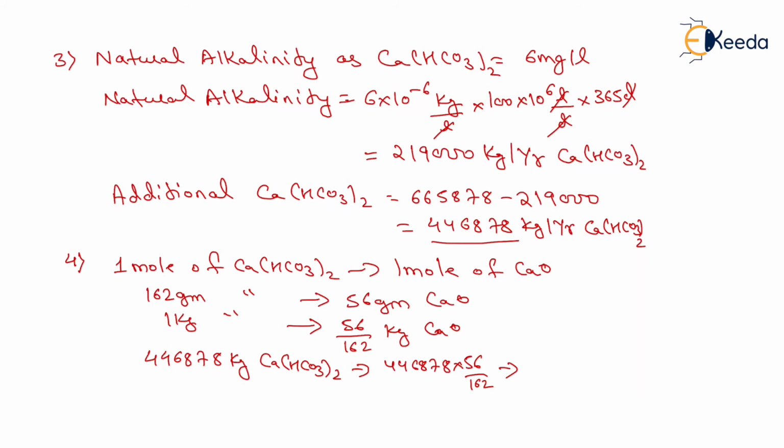It will be equal to 154476 kg per year as CaO. So we have determined the amount of quicklime required per year in kg, and the quicklime is required for the production of calcium bicarbonate, and we required only 446878 kg of calcium bicarbonate because 219,000 is already present in natural form.